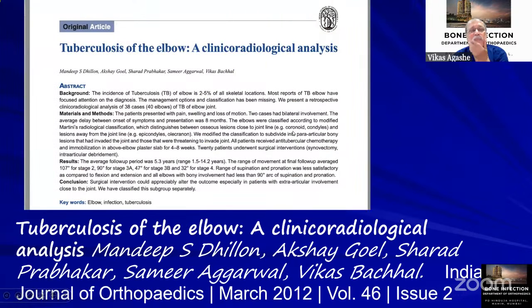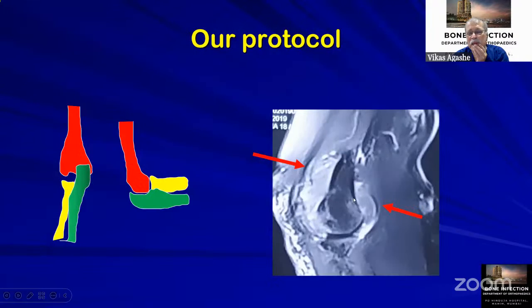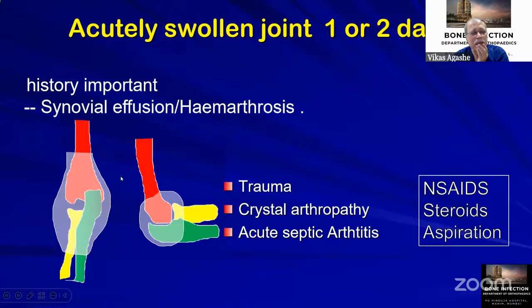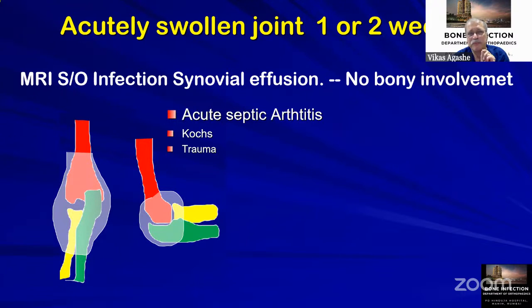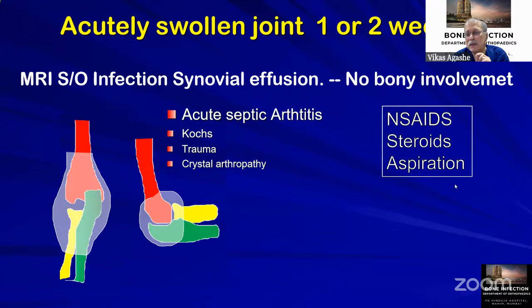This is a very nice paper all of you should read, published by Dr. Dhillon long ago, I think 2012, 12 years ago. In short, if it is only synovial, then one can give only anti-TB drugs. If it is swollen for 2-3 weeks and no bony involvement, the differential diagnosis would be acute septic arthritis, TB, or trauma. Crystal arthropathy. So you start with NSAIDs, steroids, aspirate, and then take it further.